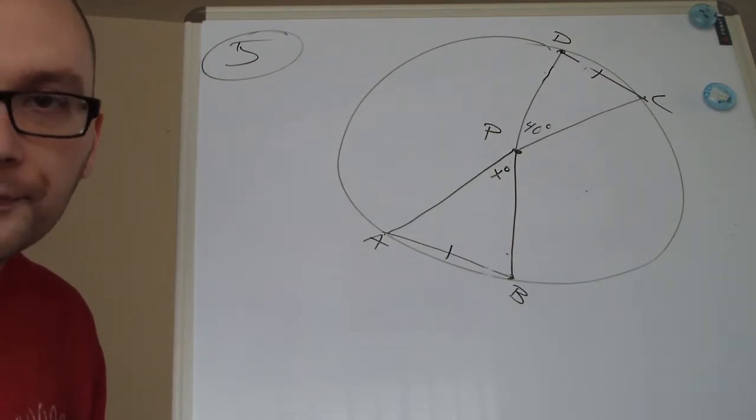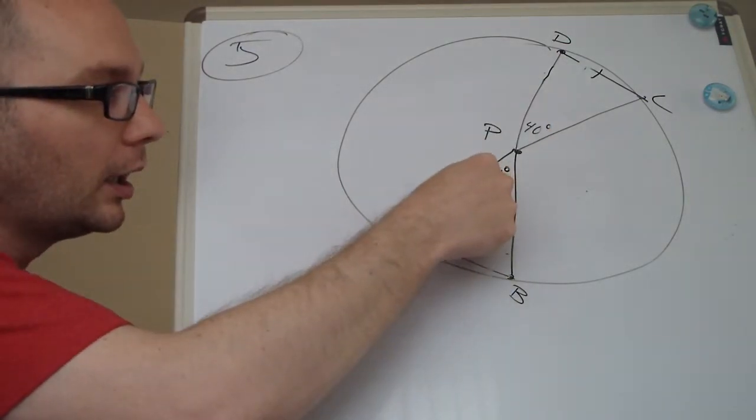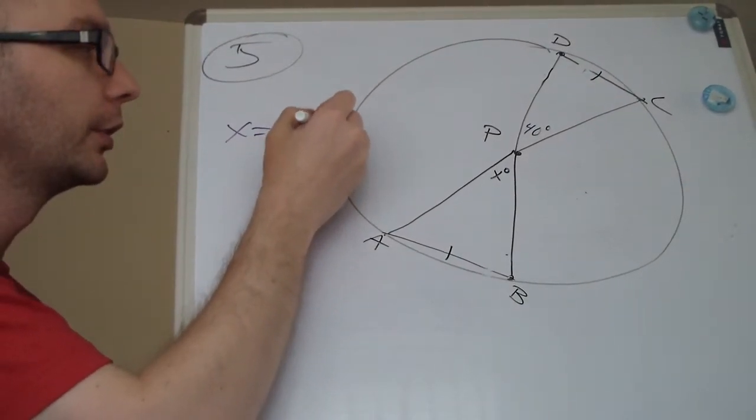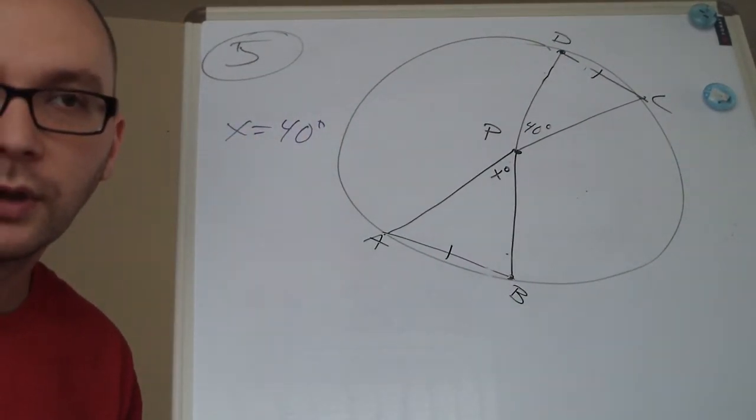So x here, since this is 40 degrees, the x here is also going to be 40 degrees. So this was a pretty simple one if we understand the theorems.